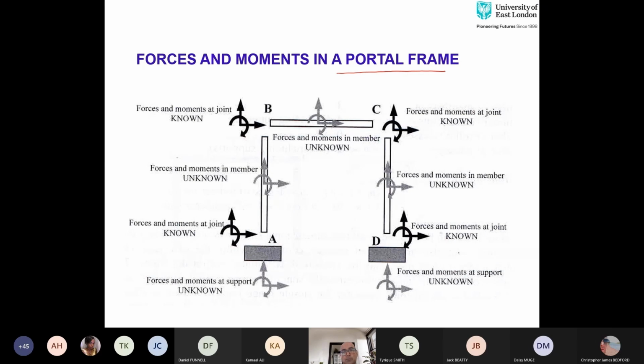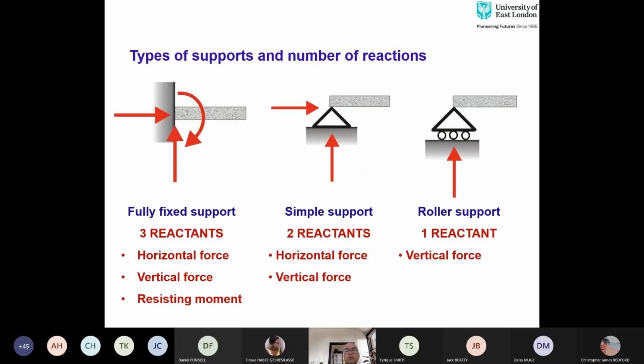Horizontal, vertical, and moment. Joints will also have three forces: horizontal, vertical, and moment, and everything is fixed together. We'll try to find out static indeterminacy. But before that, I would like to give you some revision of the reactions of the supports.